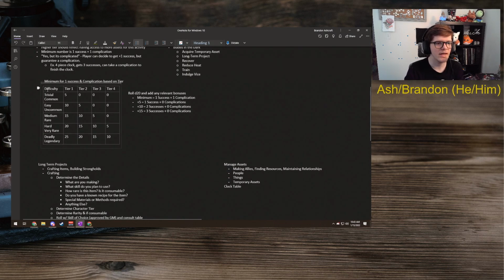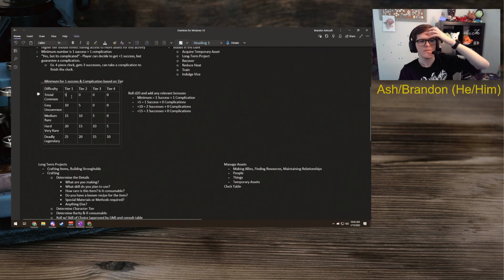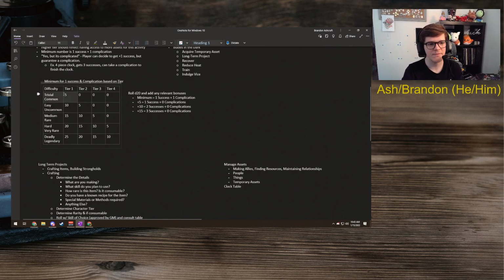So we came up with a tier system. So the number in the box is the minimum for 1 success and also a complication. So success at a cost. So for trivial, it's a 5 at tier 1, and then after that it's 0. Basically what that means is you don't even need to roll if you just want the success and then take the complication. As long as it's a trivial task.